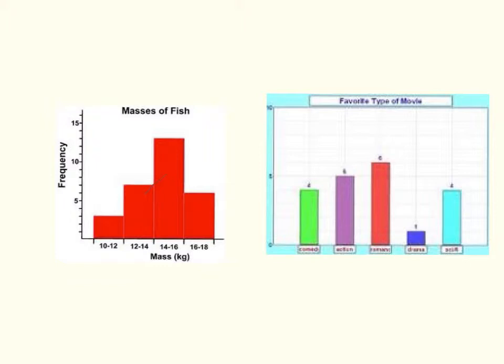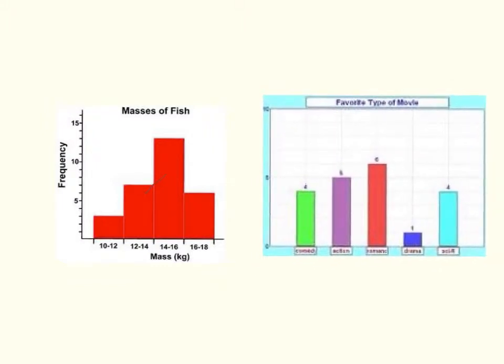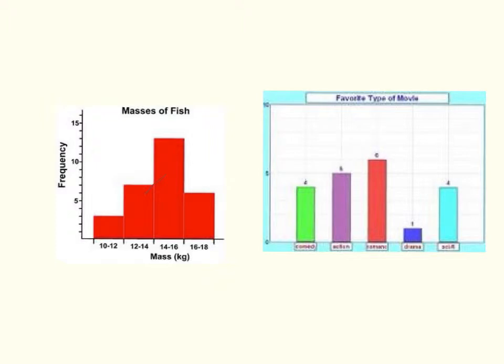Now this graph here is showing the mass of fish, while this one over here is showing the favourite type of movie. Now they look very similar. They both have bars going up, they both have frequencies, they both have titles, all those things, but there's a big difference. There's two differences.